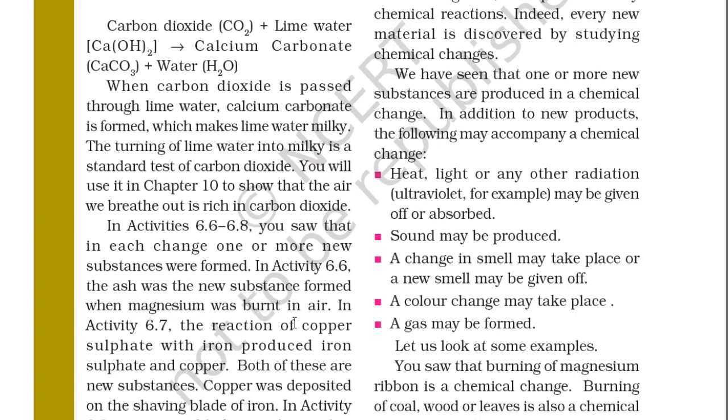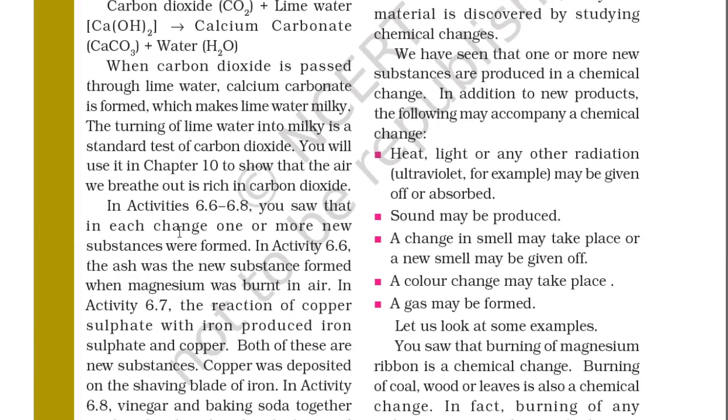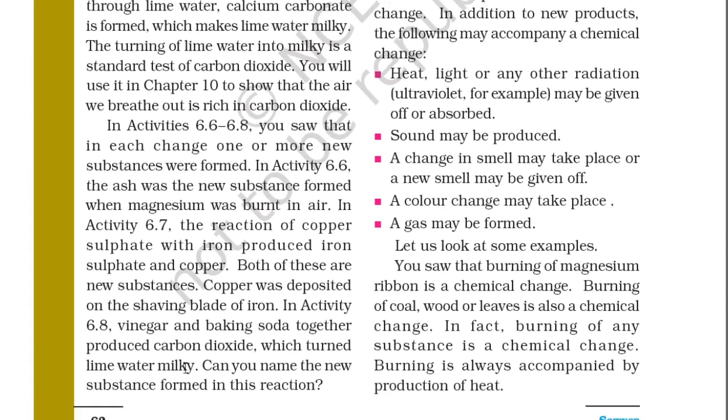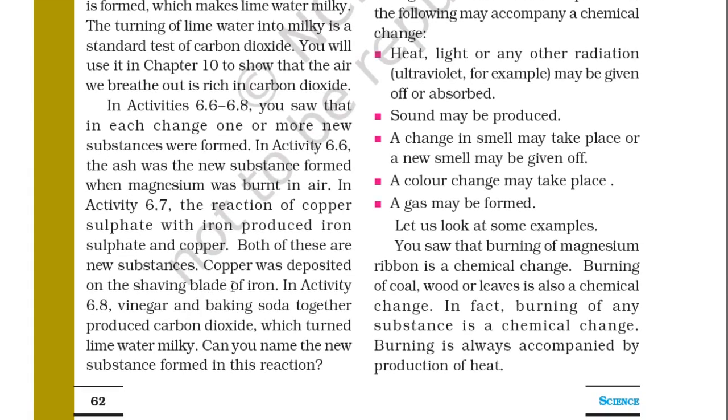In activities 6.6 to 6.8, you saw that in each change, one or more new substances were formed. In activity 6.6, the ash was the new substance formed when magnesium was burned in air. In activity 6.7, the reaction of copper sulfate with iron produced iron sulfate and copper. Both of these are new substances. Copper was deposited on the shaving blade of iron. In activity 6.8, vinegar and baking soda together produced carbon dioxide, which turned lime water milky. Can you name the new substance formed in this reaction?